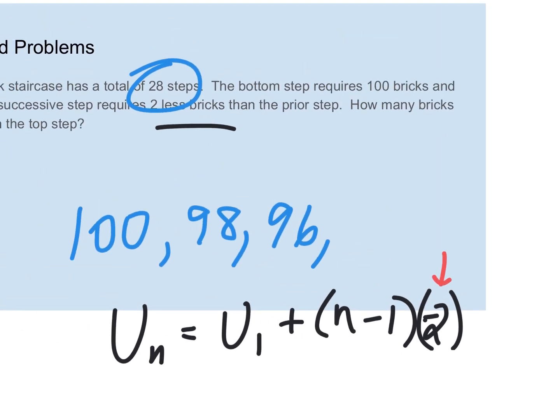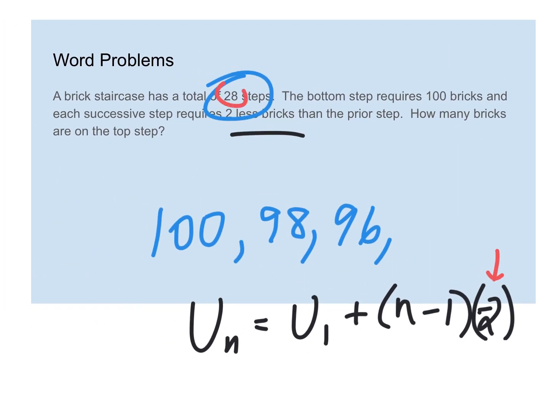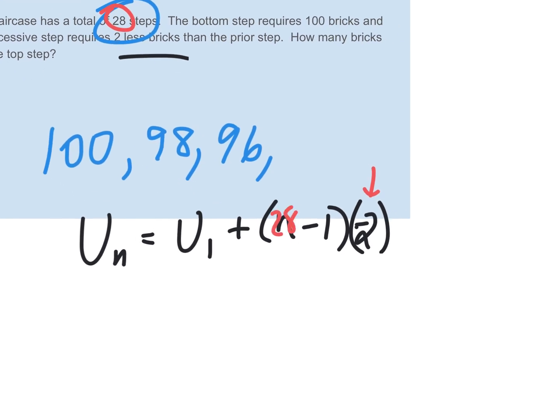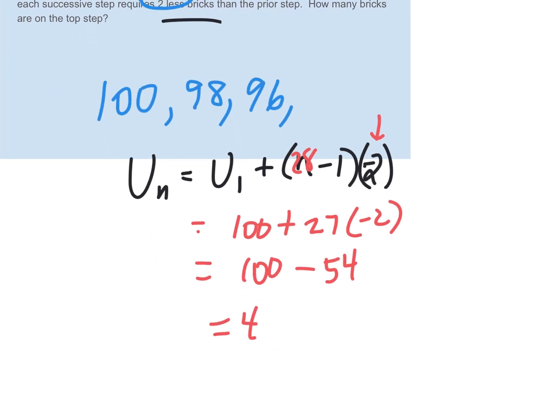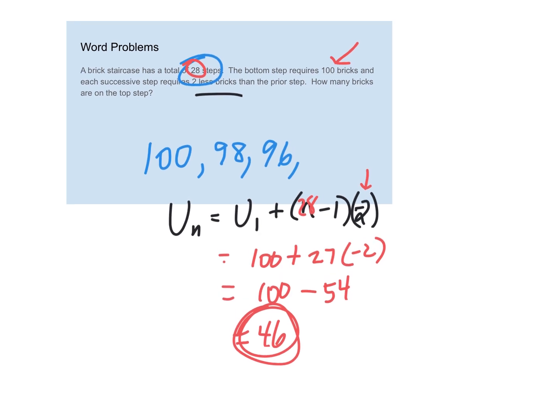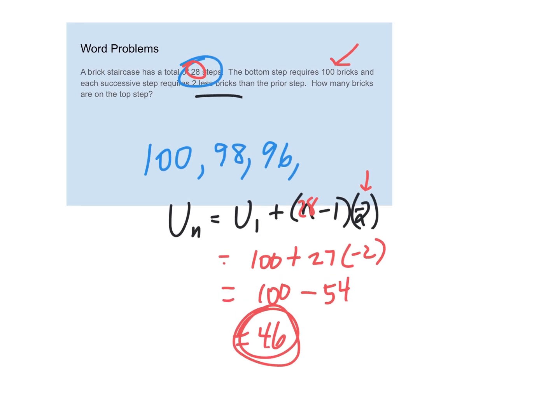And I'm not going to do it 28 times. I'm going to do it 28 minus 1 times. So 27 times the negative 2. And then I started with how many bricks again? 100. So really, you just got to figure out what you start with and what the common difference is each time. Final answer on this one. Negative 54. So it's 100 minus 54, which would be 46. There'd be 46 bricks on the top step.